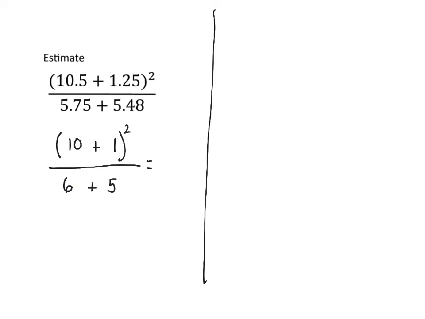Now, I need to think a little bit about BIDMAS, and this is where I'm saying you need to think about the calculation. They'll often look quite different. The top line gives me 11 squared when I add the bracket, and the bottom line gives me 11. I know 11 squared is 121, and if I want to divide that by 11, 121 divided by 11 is 11. So the answer to that question is 11.